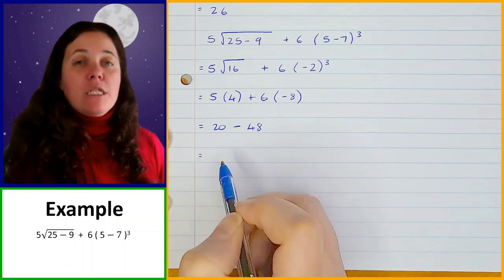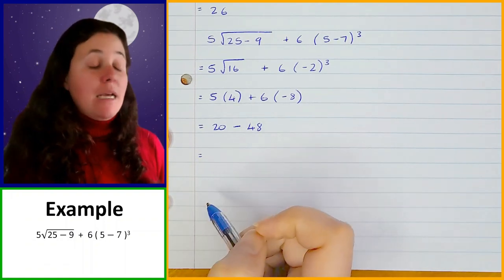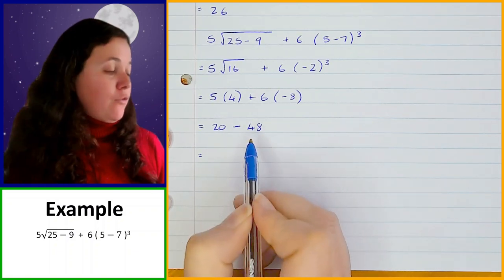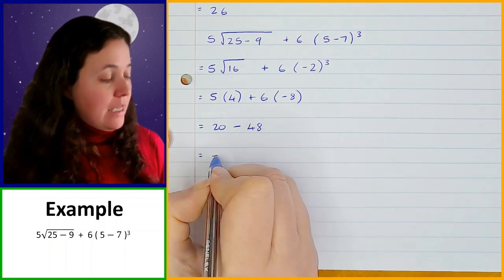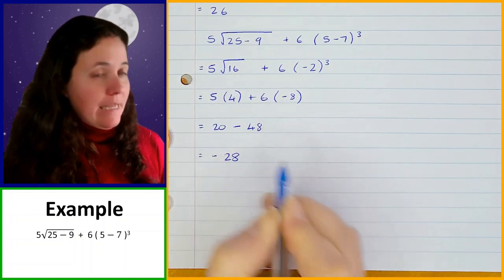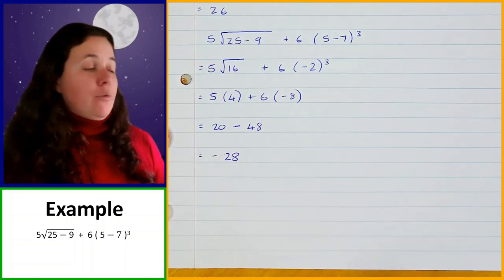I have a positive and a negative, so I'm going to subtract their absolute values and keep the sign of the one that has the higher absolute value, which is the 48. So that's going to be negative, and 48 minus 20 is 28. So it's negative 28. So that's what you should get for that example.